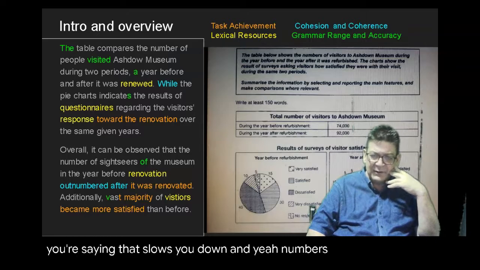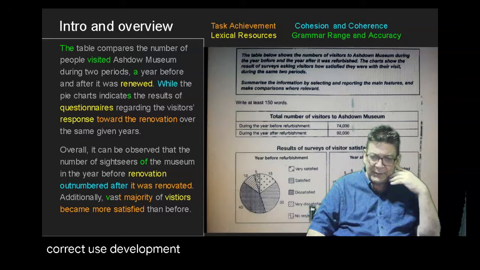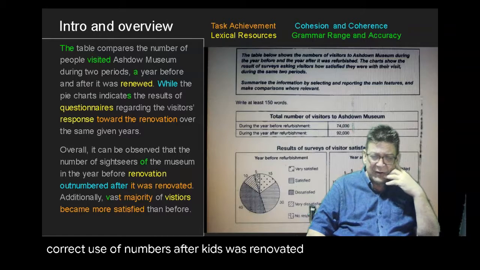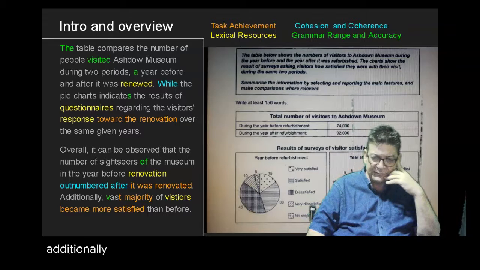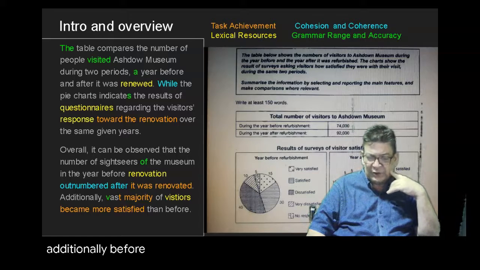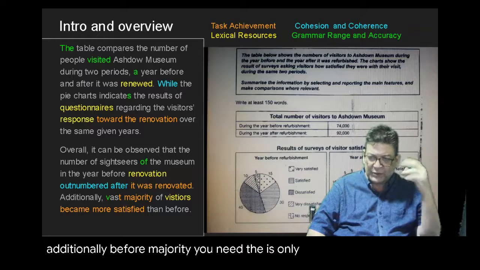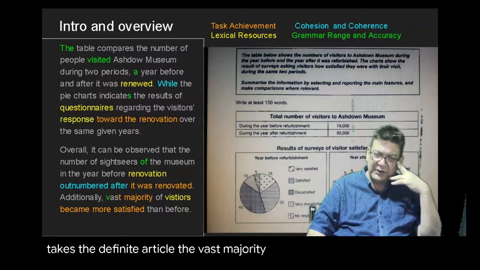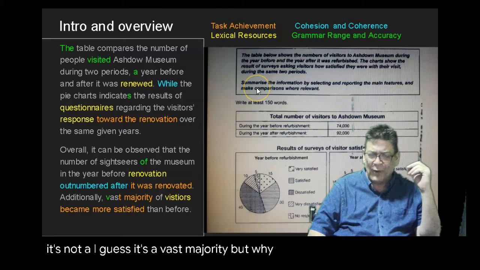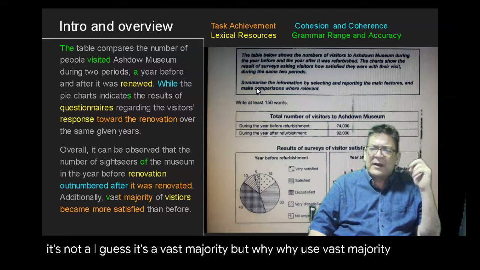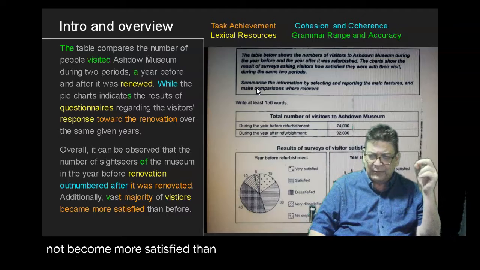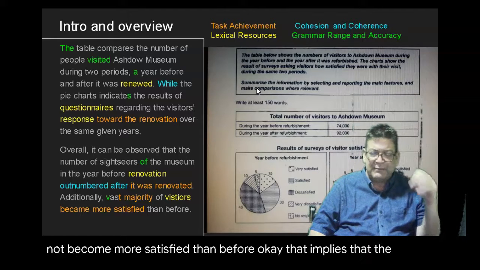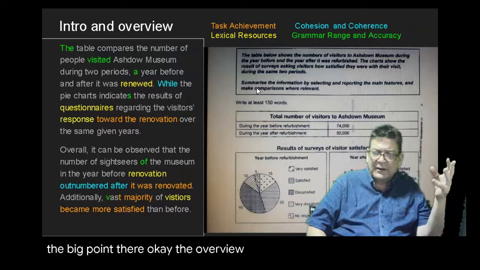Outnumbered. That's not the correct use of outnumbered. Yeah, after it was renovated. Yeah, hard to understand that. Additionally, before majority, you need the. There's only one majority, so it always takes the definite article. The vast majority of visitors. Why use vast majority? They did not become more satisfied than before. Okay? That implies that the same people visited is fine.